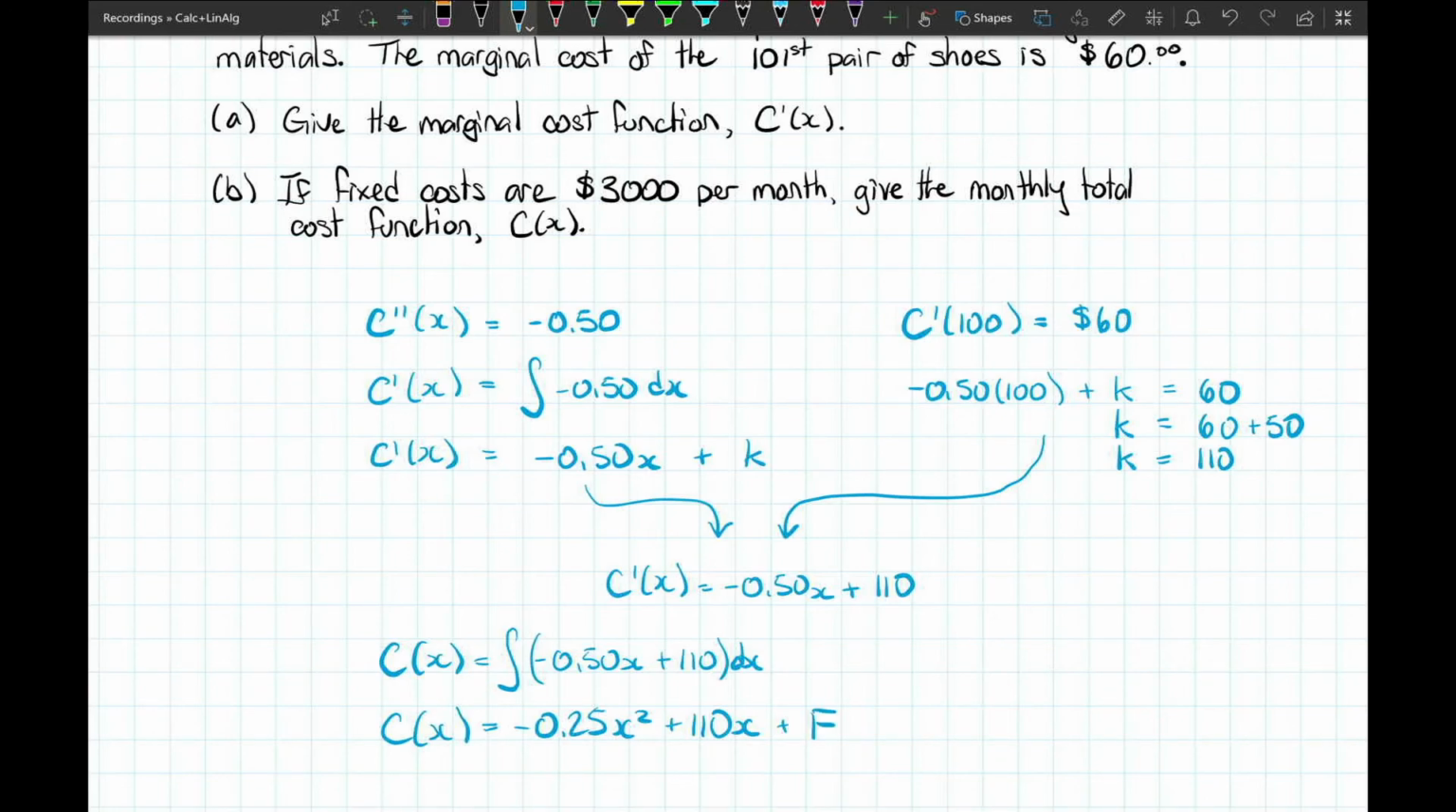Why am I using f? Well, right away you see that when x is equal to 0, I'm just left with this constant. And that is precisely what fixed costs are. We're given some information that the cost to produce 0 units in a month is still going to be a fixed number, 3,000. So really we know that f is equal to 3,000, and that is our fixed cost.